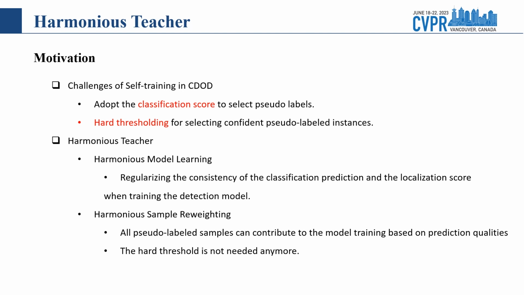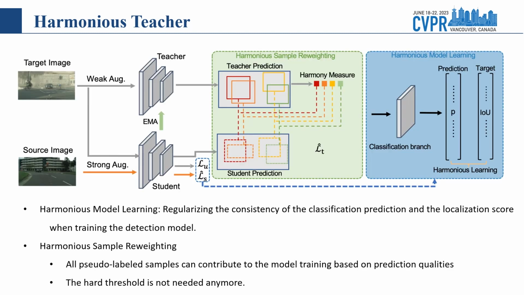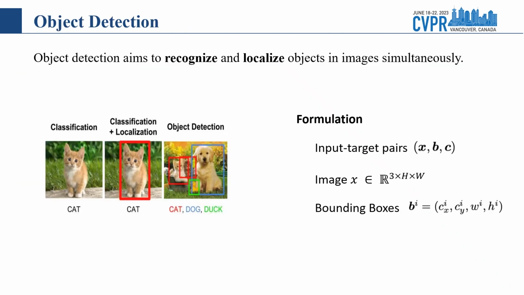Therefore, we propose Harmonious Teacher, which includes Harmonious Model Learning and Harmonious Example Reweighting. Harmonious Model Learning recognizes the consistency of the classification and localization scores when training the detection model. The Harmonious Example Reweighting takes all pseudo-labeled examples from the teacher network to guide the student model. Above, I have given a brief summary of our work. In the following, I will introduce our work in detail.